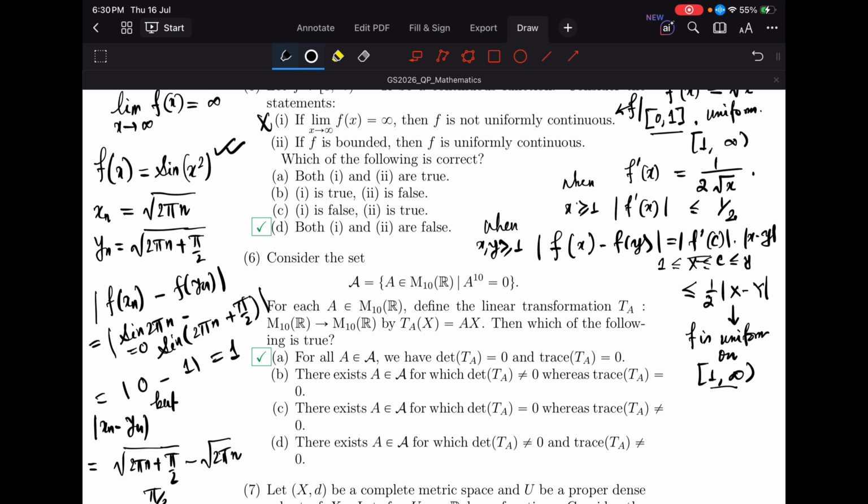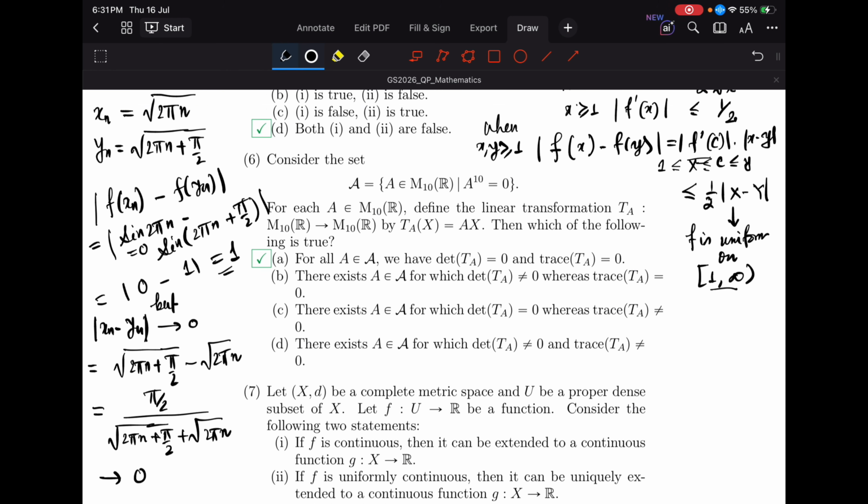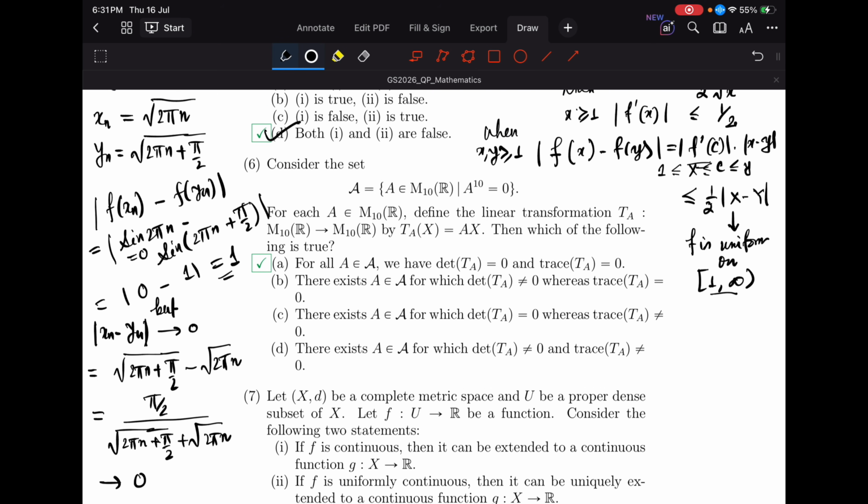But if this is uniformly continuous, then by the definition of uniform continuity, mod xn minus yn tends to 0 implies mod of f of xn minus f of yn has to tend to 0. But this is not possible here, because mod of f of xn minus f of yn is 1, right? It is not true. So this is also false. So this option is correct.